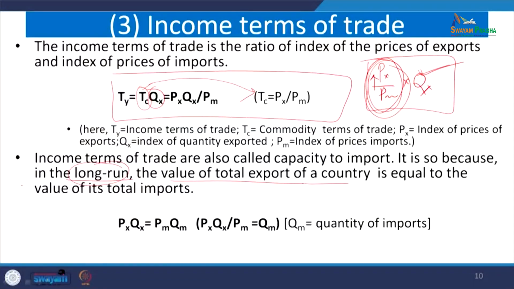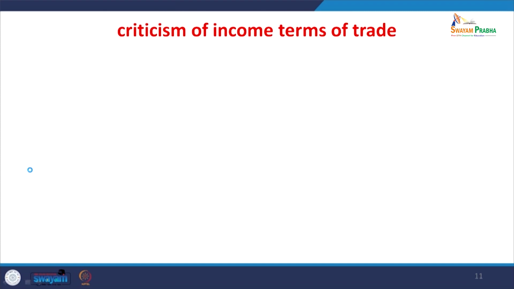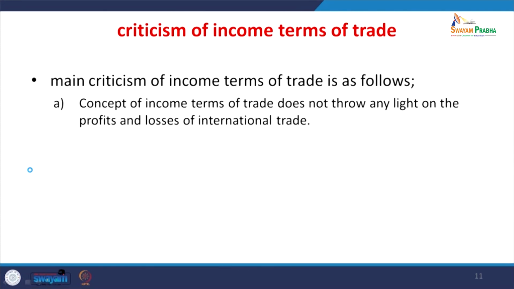Therefore, income terms of trade is a long-term phenomenon, one of the very important attributes we attach to it. Whatever we earn through the relative prices of export to import through exports, we can materialize into imports in the long run. Since these two values are equal in the long run, I hope it is quite understood in the context of measurement. Now, it is also not free from many criticisms.